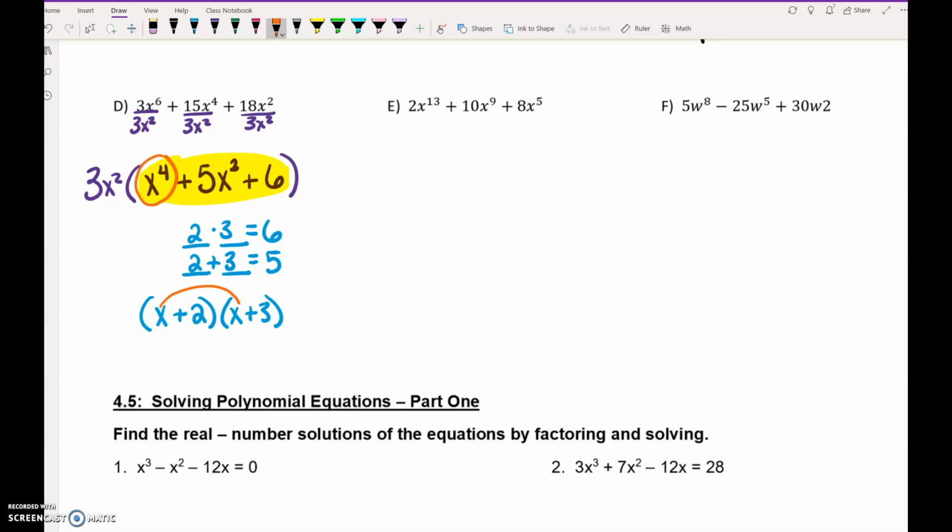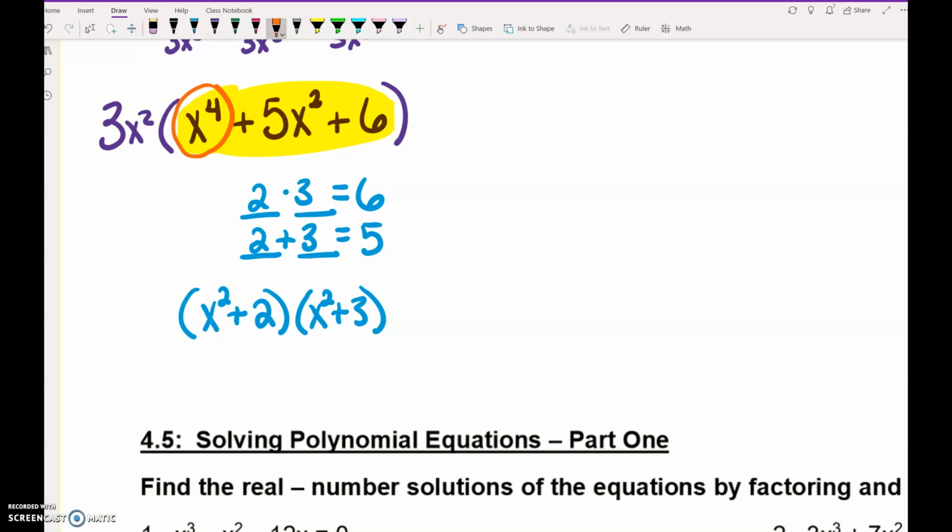Could we tweak this? Make it squared. Make it x squared plus 2, x squared plus 3. Then when you multiply it, x squared times x squared will give you that x to the 4th. X squared times 3 will give you 3x squared, 2x squared. Those will add up to that 5x squared. And then the 2 times the 3 will give you the 6 at the end. So by taking that x and turning it into x squared, it fits this. We complete our answer by putting our 3x squared out front.